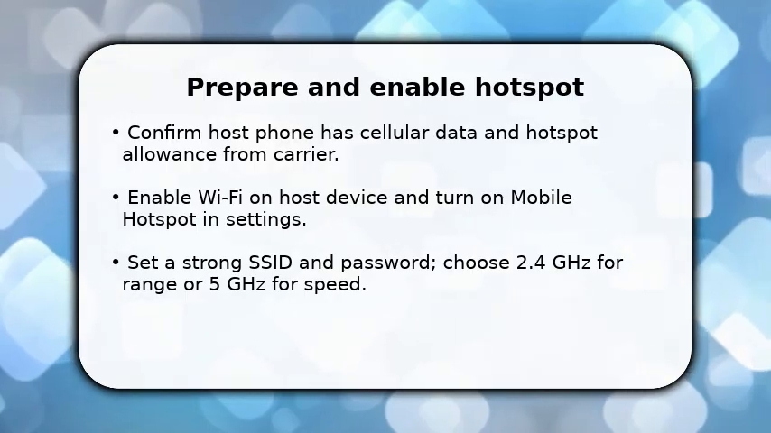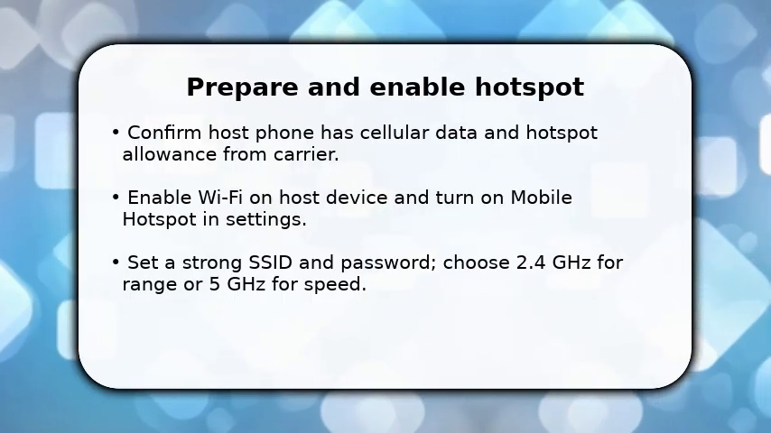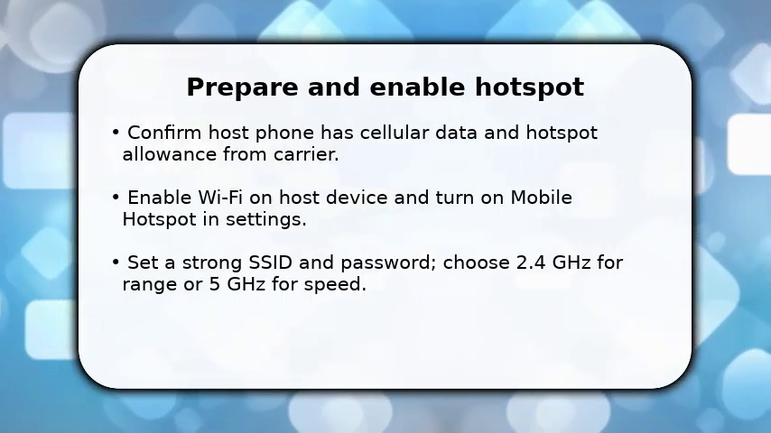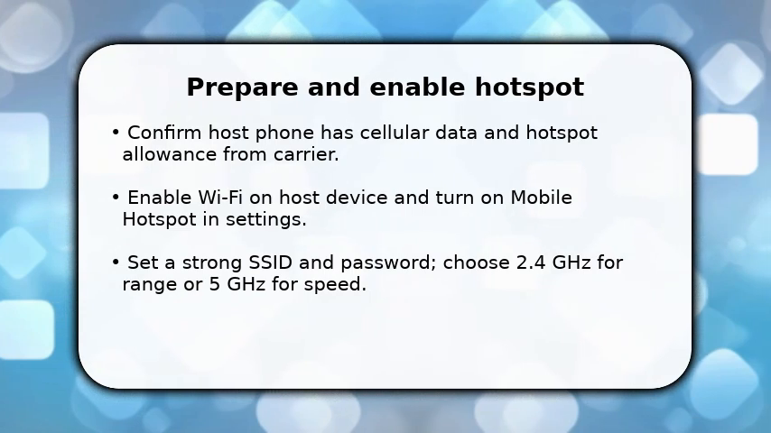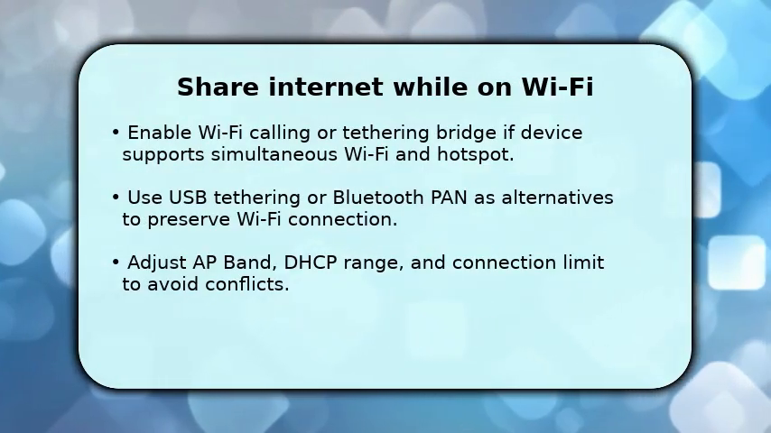Choose 2.4 GHz for better range or 5 GHz for higher throughput if supported. These steps get the hotspot broadcasting, while your phone remains connected to Wi-Fi for management tasks. You now enable sharing while the phone stays on Wi-Fi.